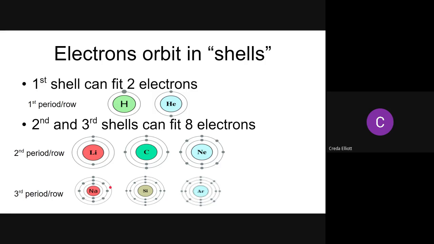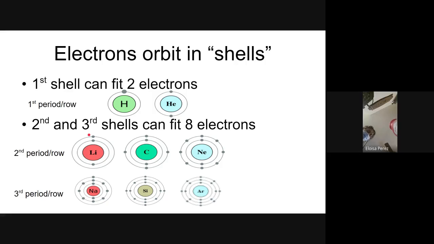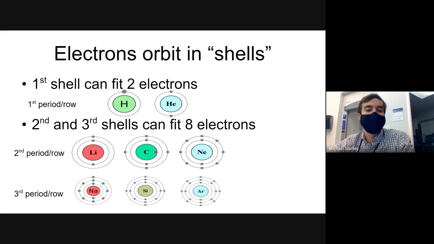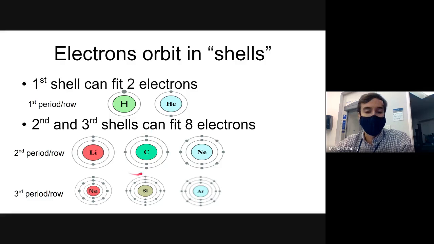So the shells are the rows. Yeah, the shells are these little lines. So can there be like 6? Sure, like carbon right here. It has 4 on its second shell. But it's 6 total, exactly.